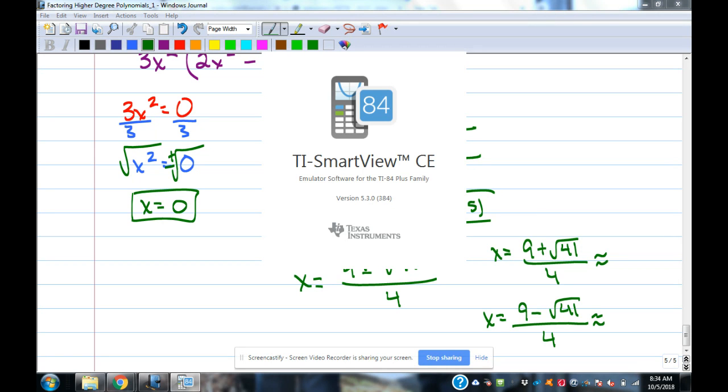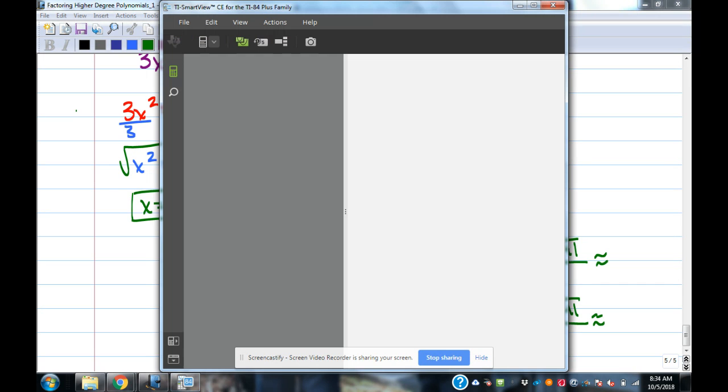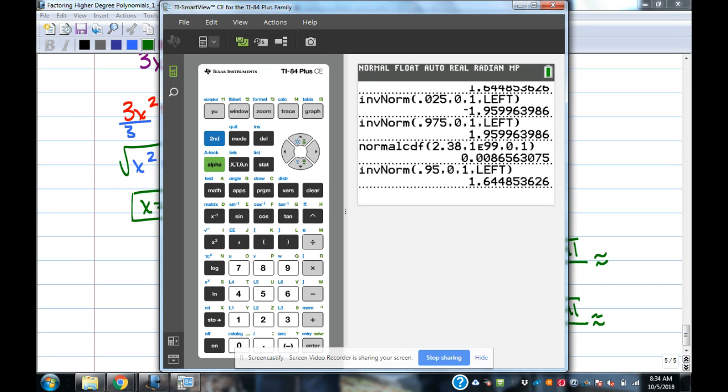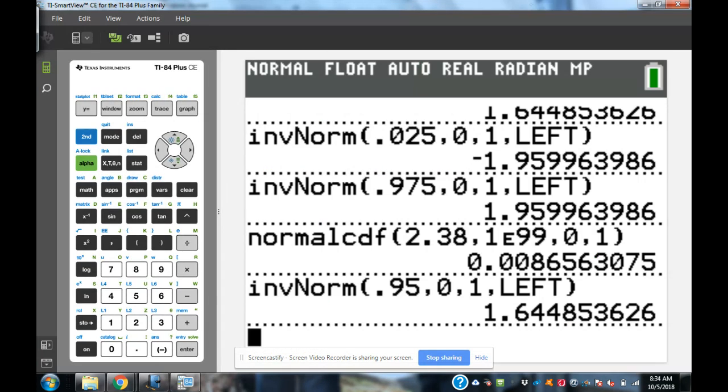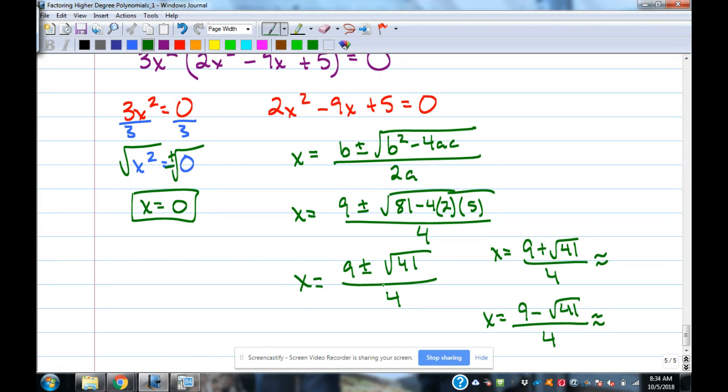Mm-hmm. That one that's underneath the radical is the discriminant? Isn't it, if the discriminant is over 0, you have 2 solutions? Yes, 2 real solutions. So the discriminant is positive 41. So I have 2 solutions. One of them is this, 9 plus the square root of 41 over 4. The other one is this one. Okay. So there are 2 solutions there.